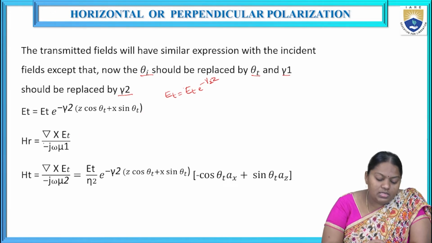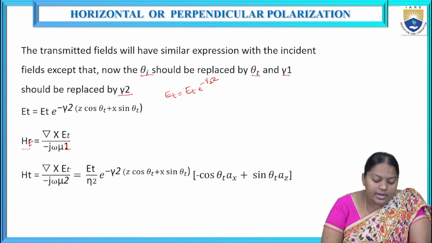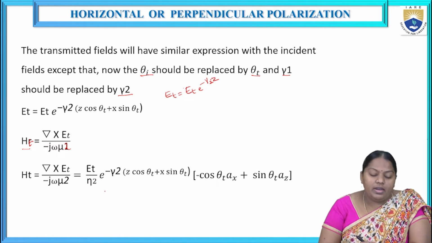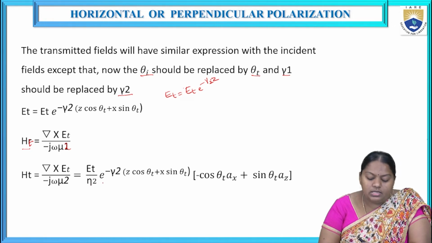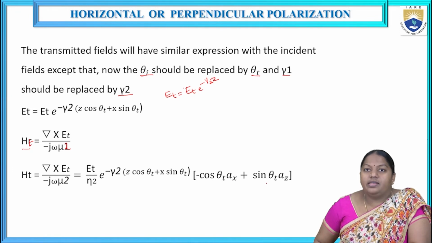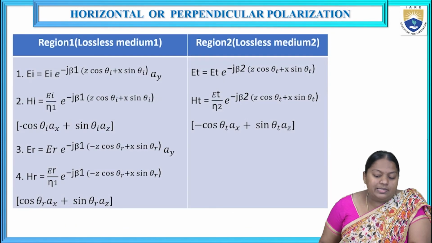Okay. So now, in order to write HT, HT equal to del cross ET by j omega mu 2. Right? Why? Because we are writing for medium 2. Upon simplifying this equation in determinant form, 3 by 3 matrix form, HT is obtained as ET by eta 2 e power minus gamma 2 into z cos theta T plus x sin theta T into minus cos theta T ax plus sin theta T az. Okay. After simplifying all of EI, HI, ER, HR and ET, HT, we will finalize all equations in one single table.